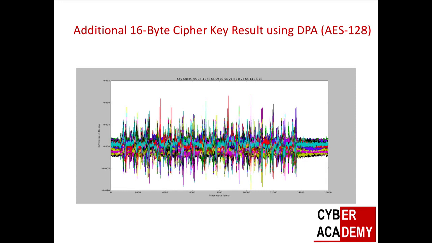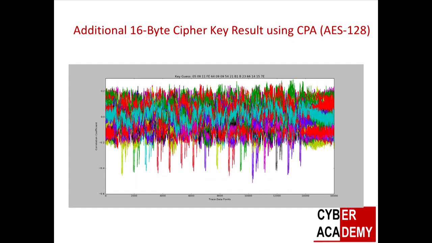And finally, this is another example of correlation power analysis on a full 16-byte key of AES 128 using an older charting library, but if you count them, once again, there should be 16 nadirs, which relate back to the 16-byte cipher key of AES. And I think that's the end of my talk.